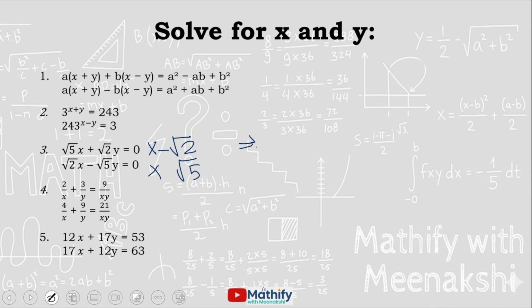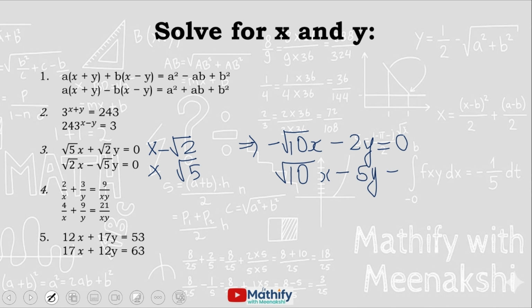So what are my equations? First equation is minus root 10x minus 2y is equal to 0 and second is root 10x minus 5y is equal to 0. Now when you add, this becomes 0. So minus 7y is equal to 0. From there we can say that y is equal to 0.